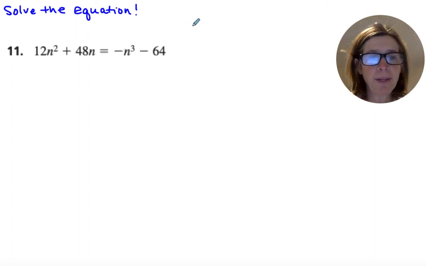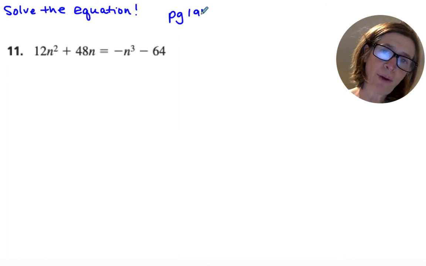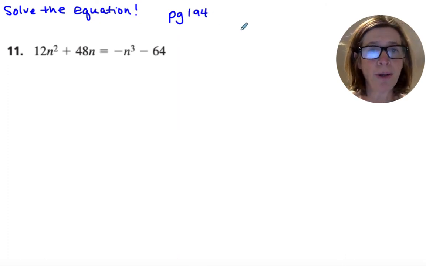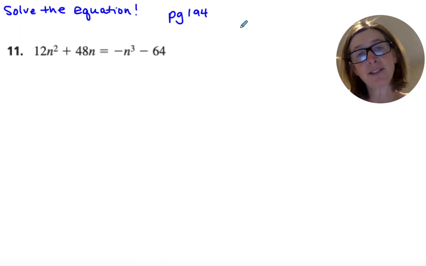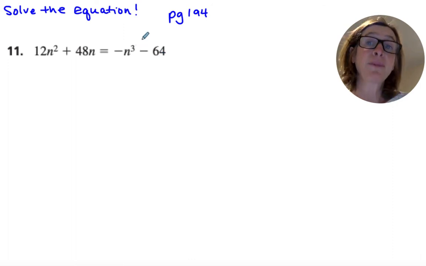Hi everyone, so I'm going to be going over number 11 from page 194 in the Big Ideas Algebra 2 book. But this is actually solving a polynomial equation. So in looking at it, I look at the degree and I see the highest degree is 3. That tells me a little bit about what I should try and do.